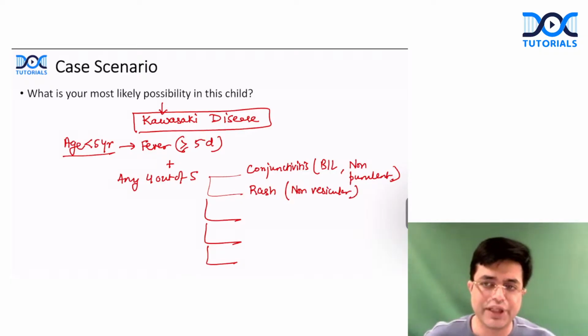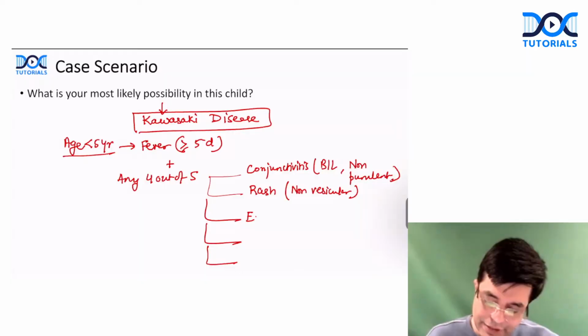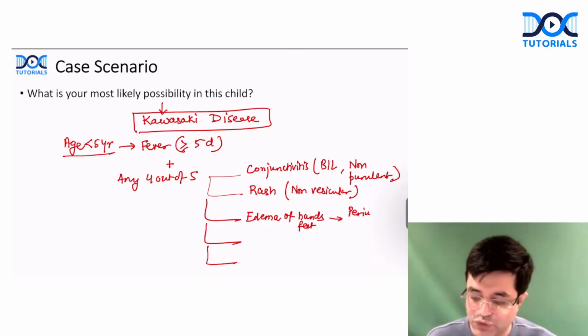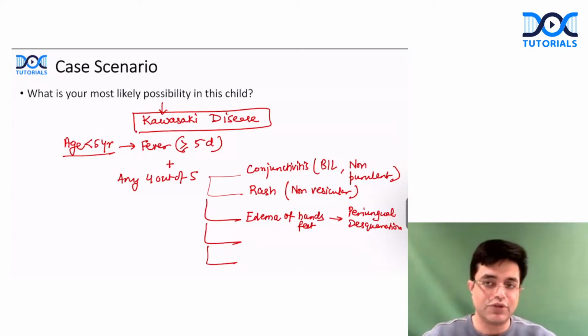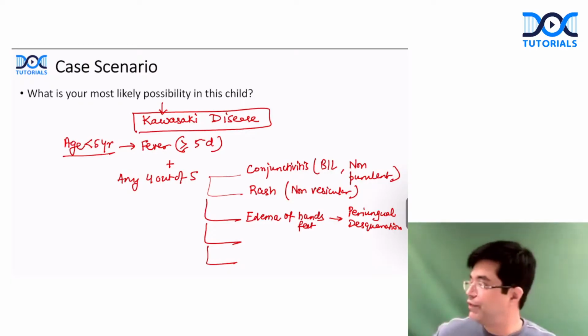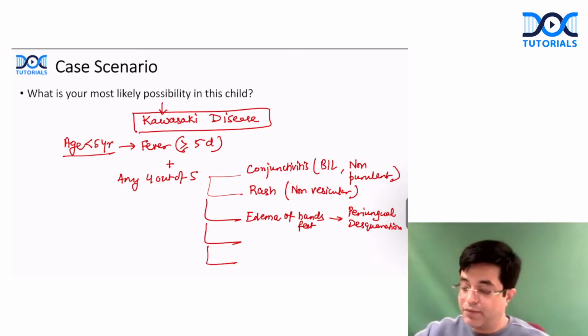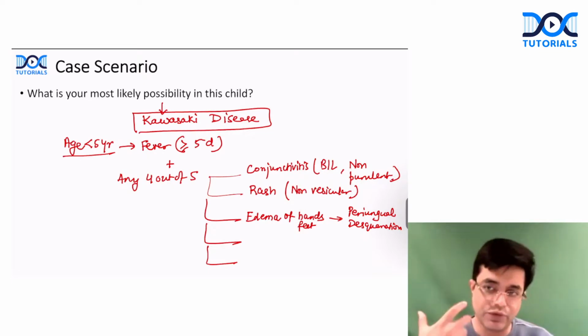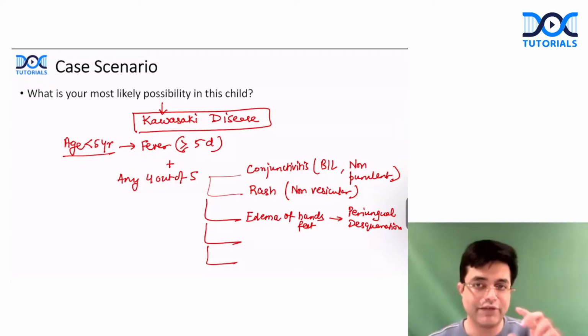Rash can occur anywhere on the body. It can occur in the perineal region, but it can occur on the trunk as well. Then there will be edema of hands and feet. And this edema can progress to periungual desquamation. Remember, periungual desquamation is not present at the beginning. It always appears at the end of first week. So generally from the second week onwards, you will have more significant periungual desquamation. So with a 3-day or 4-day history, do not think of periungual desquamation in the patient. You look for it, but that is not a significant feature there.